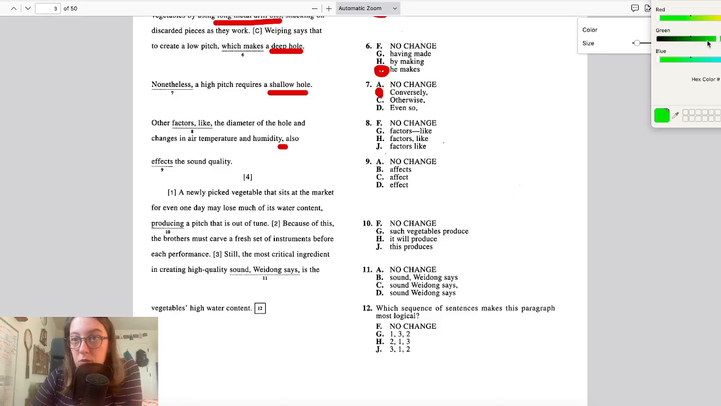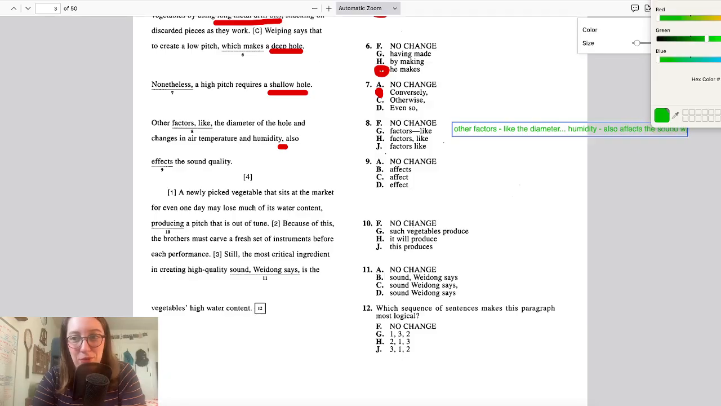If you wanted to use this correctly, we would transform it into something called an N dash. I'll show you what that looks like. So you could say other factors like the diameter, blah, blah, blah, humidity also affects, or it should be affects, we'll get there, the sound quality, right? So you would need to pair these dashes up, one on one side, one on the other. You can't swap in a comma for one of these and have it be grammatically correct, okay?